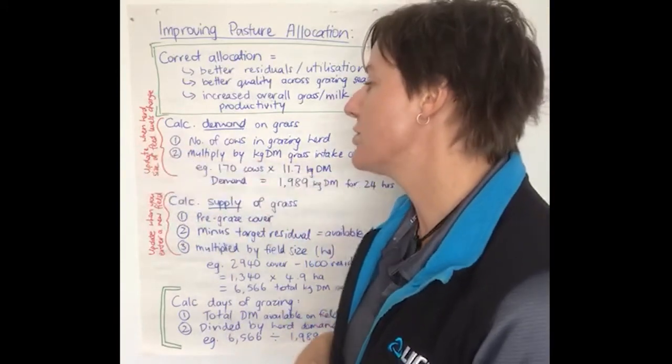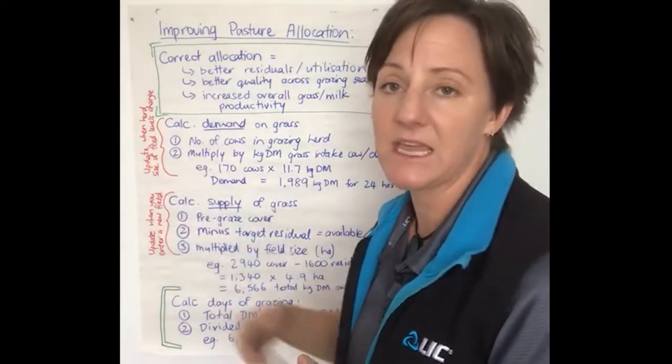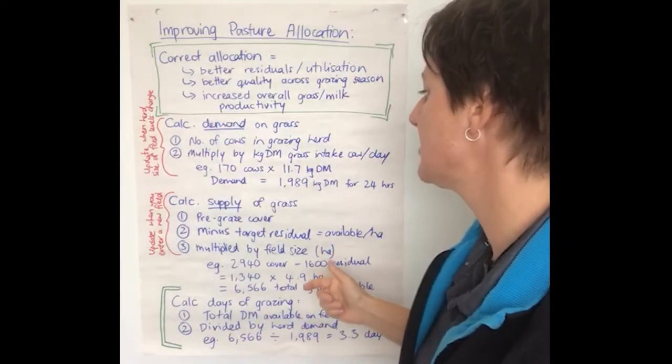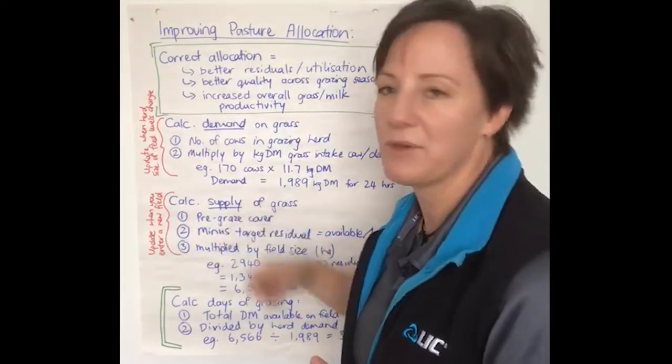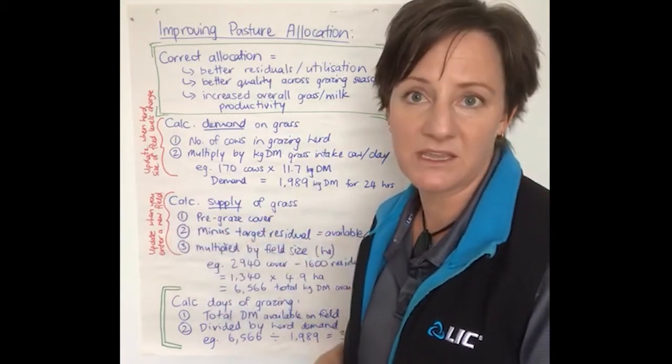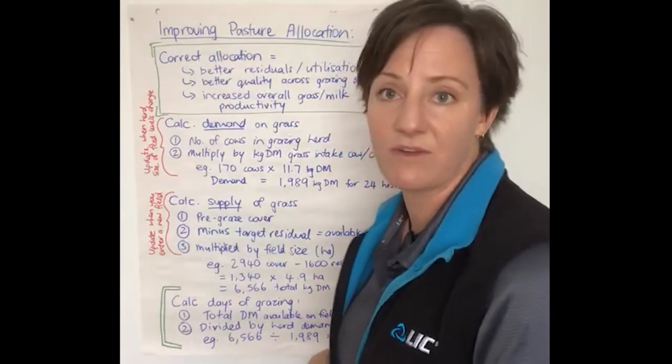So each time your herd size changes or the level of feeding gets altered, you'll need to recalculate the demand side of the situation. And obviously also each time you enter a new field, you'll need to recalculate the supply of grass on that particular field and work out your number of days grazing in the new field.